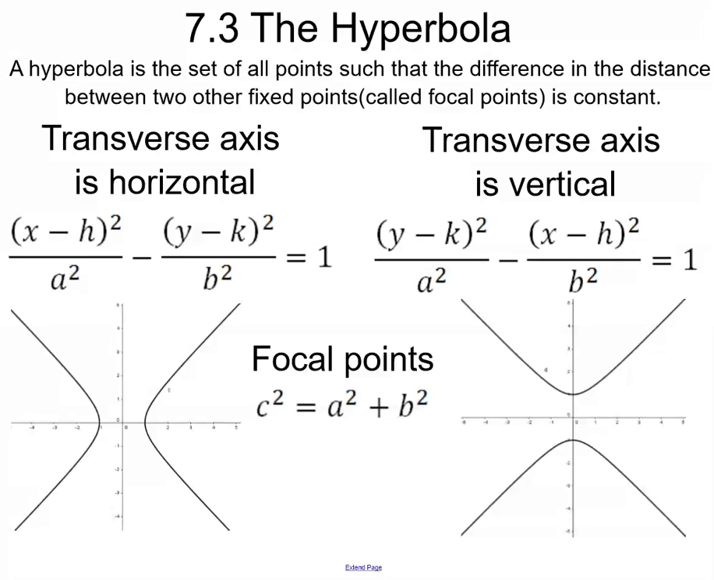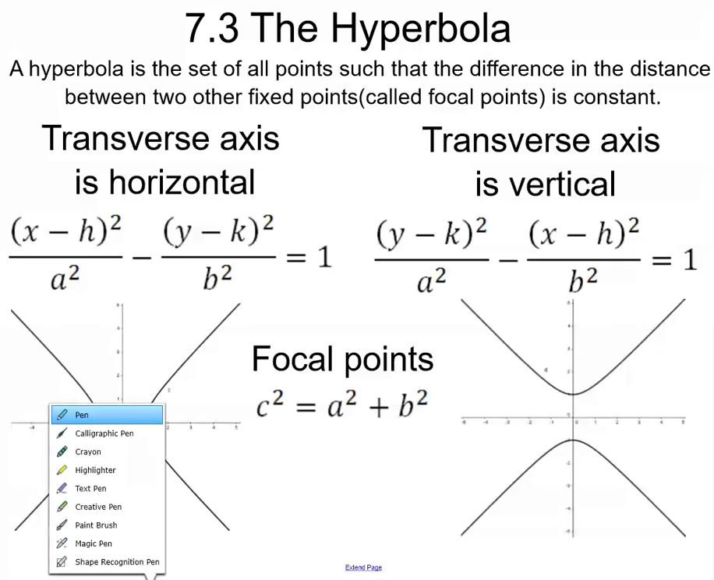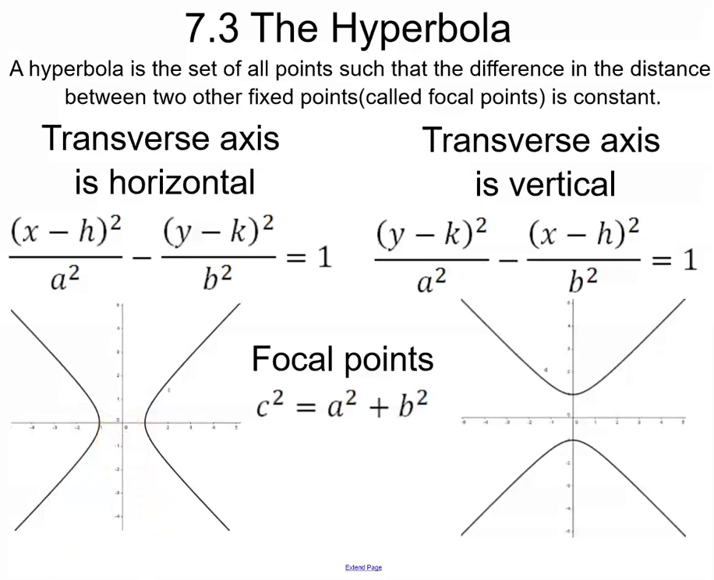As far as the definition, if you remember, the definition of an ellipse was that with an ellipse, you had your 2 focal points, and any point on the graph, when you took the distance from those 2 focal points and added them together, you always got the same number.